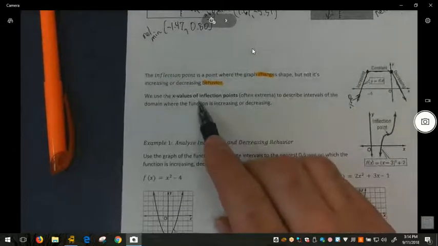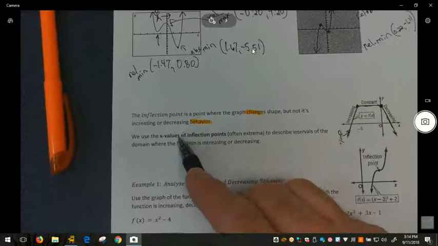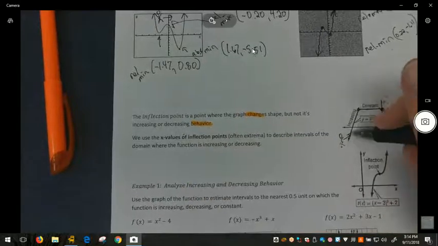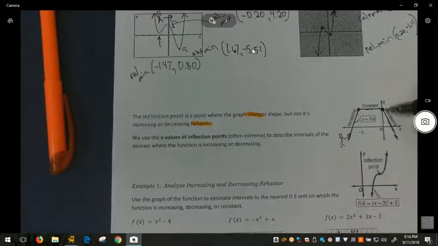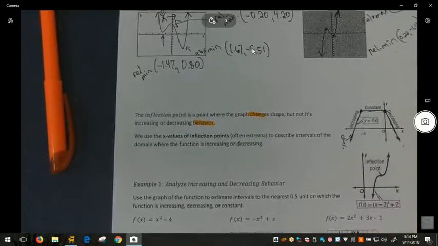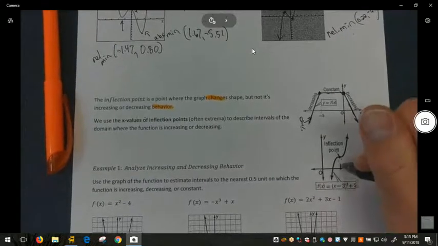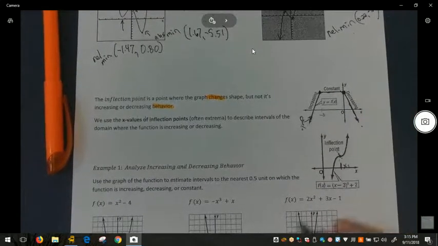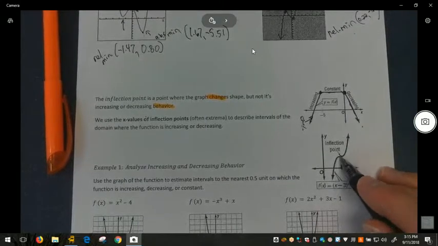When we look at those inflection points, they help us talk about the domain. Over which parts of the domain is the function increasing from left to right? Over which parts of the domain is it constant? And over which parts of the domain is it decreasing? So when we take a look at this inflection point here, whatever this x value is, let's call it x sub 1, prior to this inflection point, it was increasing.